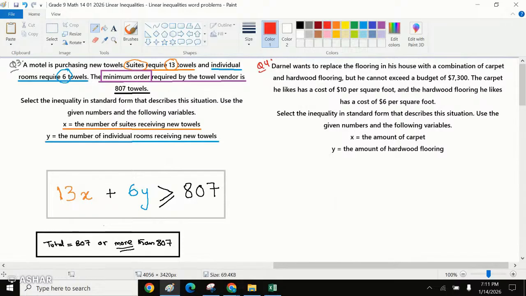He cannot exceed, it says he cannot exceed a budget of more than $7,300, right? That is his maximum budget. So the cost should be less than this, right? Or equal to this. He is saying I cannot exceed 7,300, right? But he can spend 7,300, right? So the next part is the carpet.